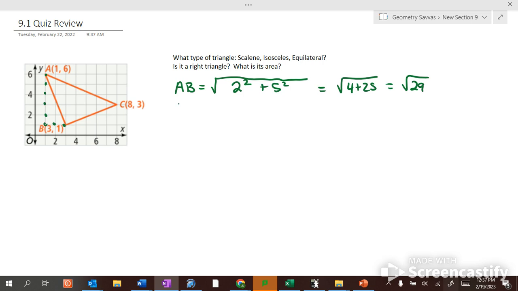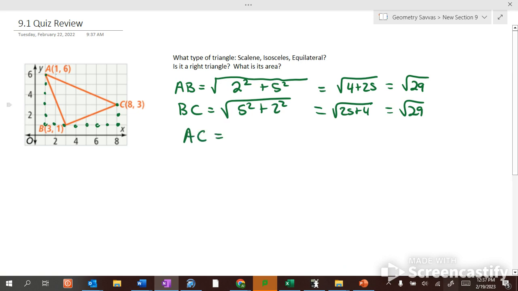Now, BC, I go 1, 2, 3, 4, 5 over and 2 up, which is again 5 squared plus 2 squared. Same thing. 25 plus 4, or the square root of 29. So I got at least an isosceles. Let's see if it's equilateral.